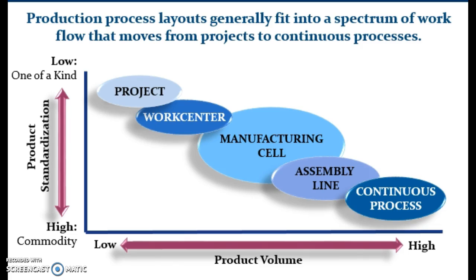Continuous process facilities are similar to assembly lines, with product flowing through a predetermined sequence of stops. The main difference is the continuous rather than discrete nature of the flow.